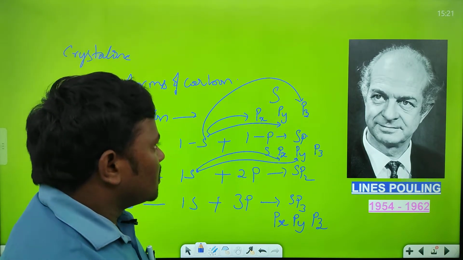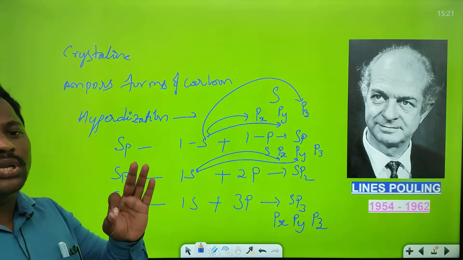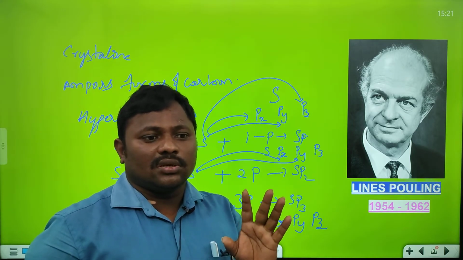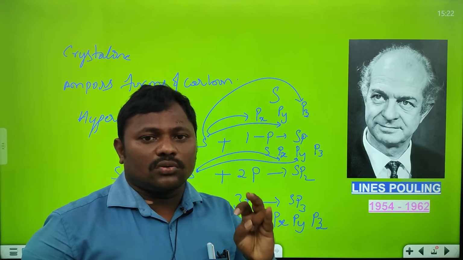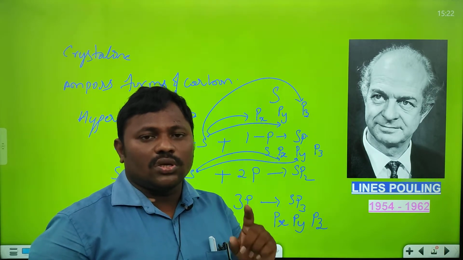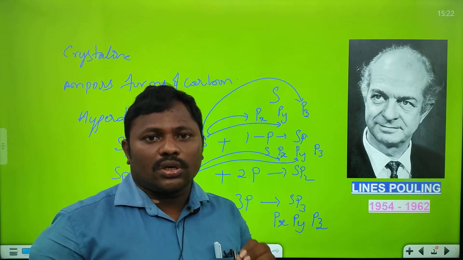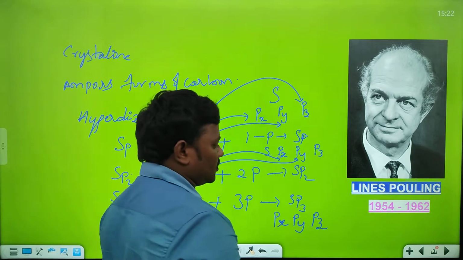Is it right? So these types of questions will ask how many orbitals are involved and what the hybridization is. Who introduced the hybridization? A very important question. Who introduced the hybridization? That is Linus Pauling. Is it right?